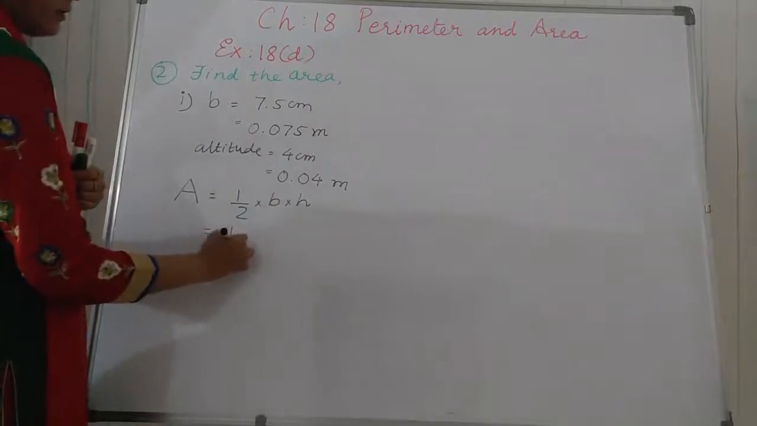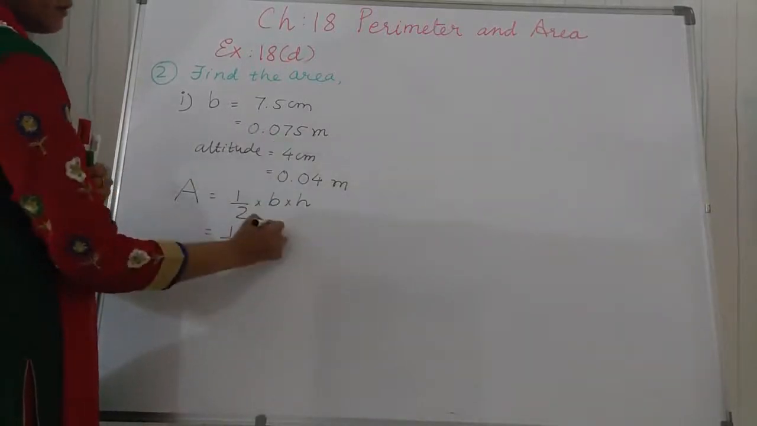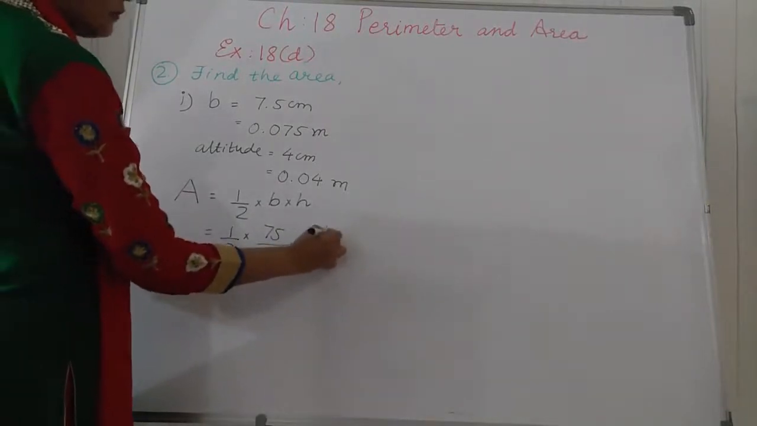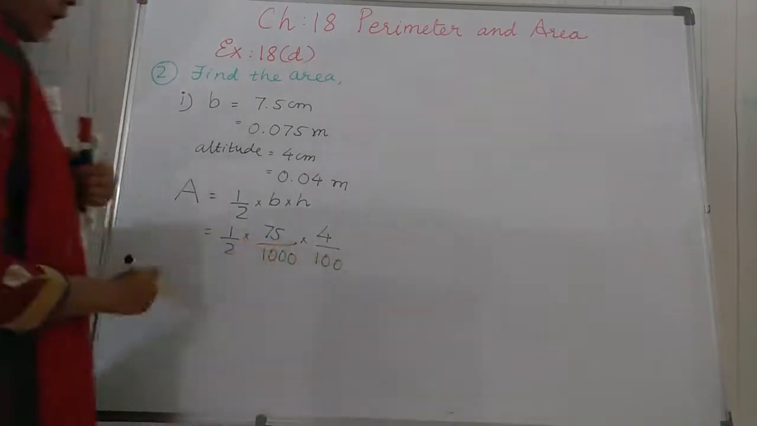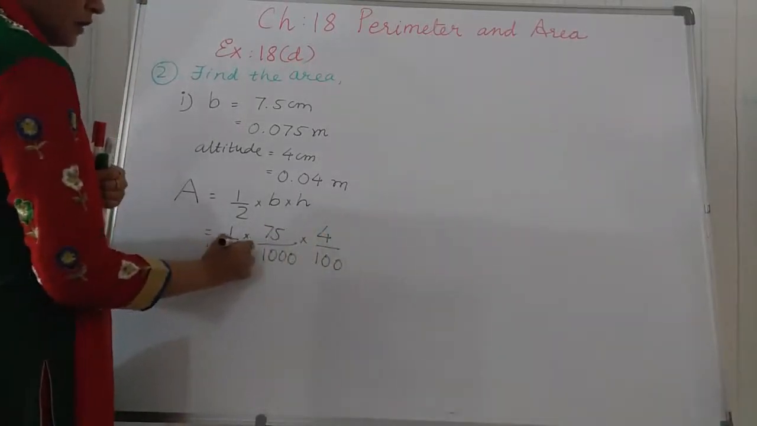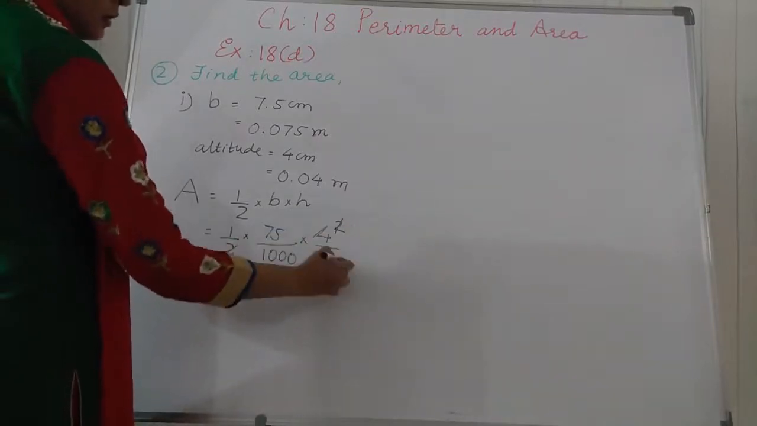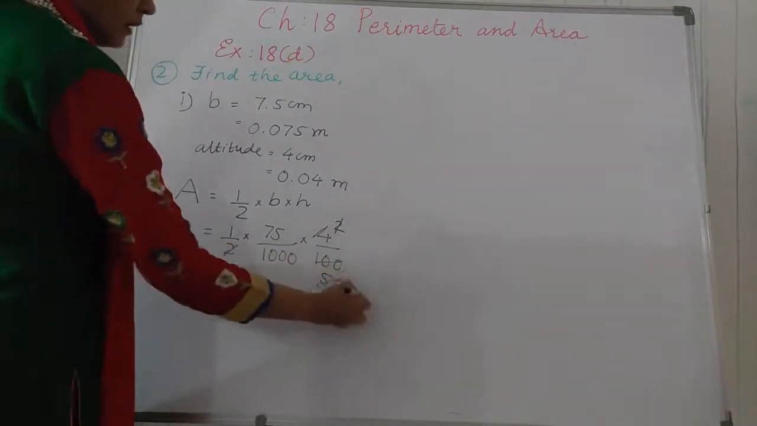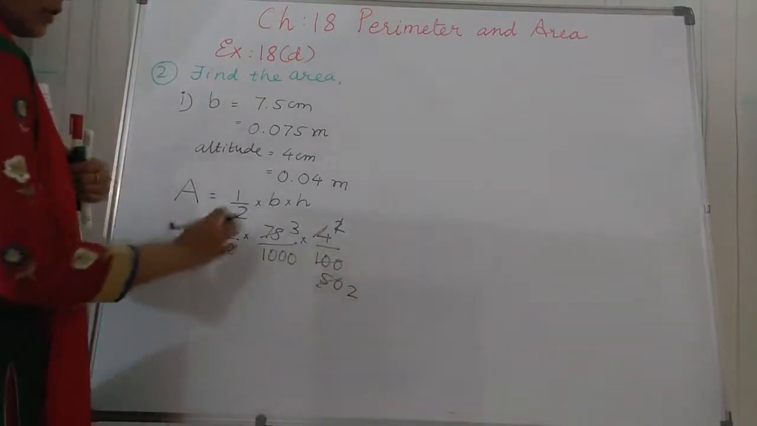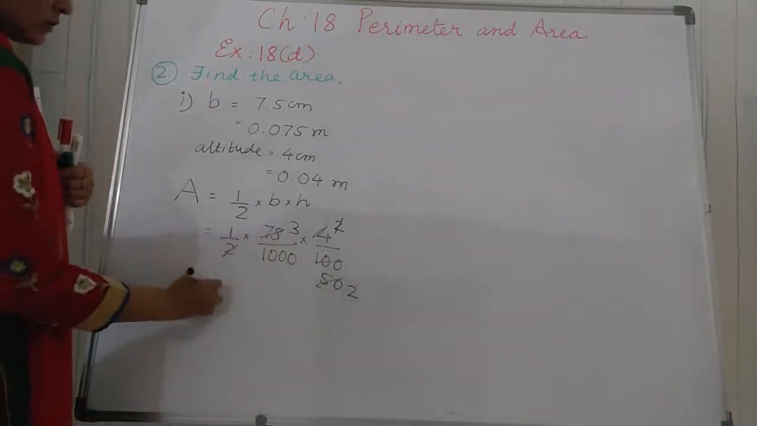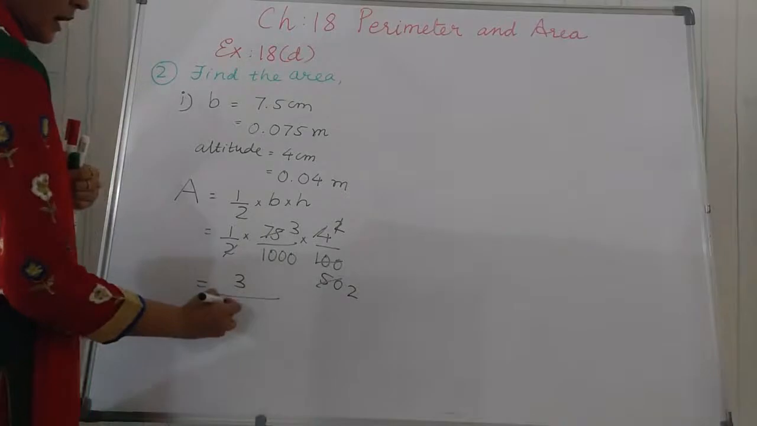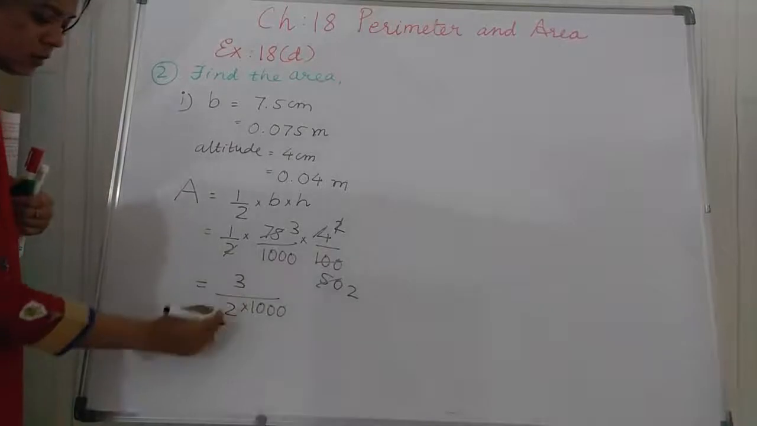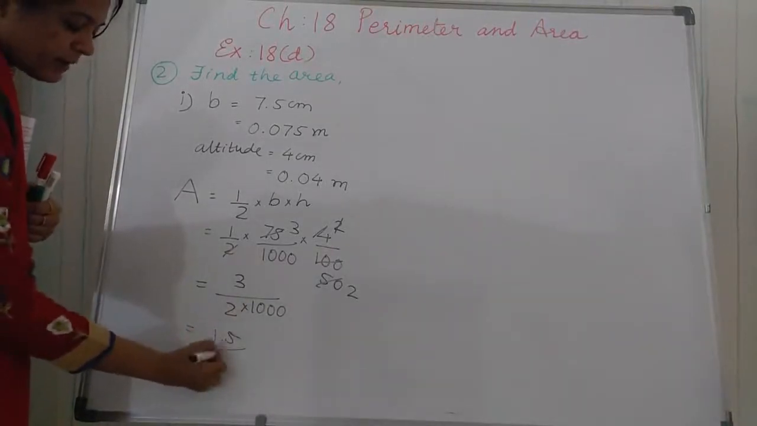So here half, then the base is 0.075, which is 75 upon 1000, and the height is 4 upon 100. Okay, so now let us solve it. First of all, 2 2s are 4, 2 50s are 100. Then we can cut this by 25: 25 2s are 50 and 25 3s are 75. Okay, now we cannot cut anything. So in the numerator 3, and the denominator is 2 into 1000. So 3 by 2 is 1.5, divided by 1000.